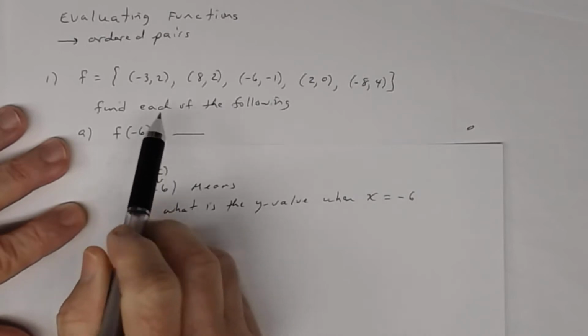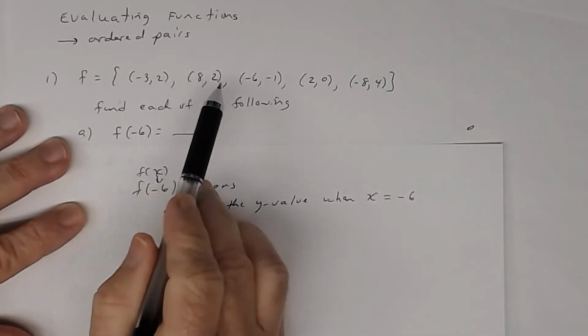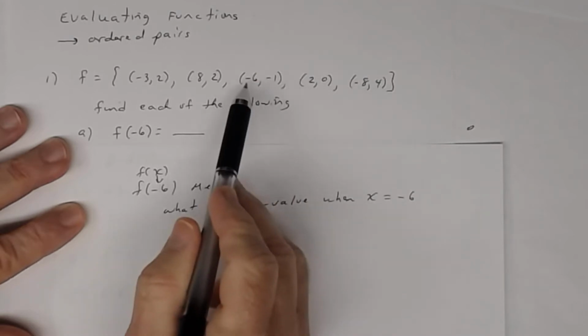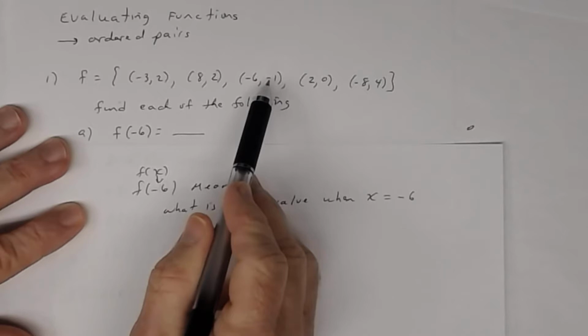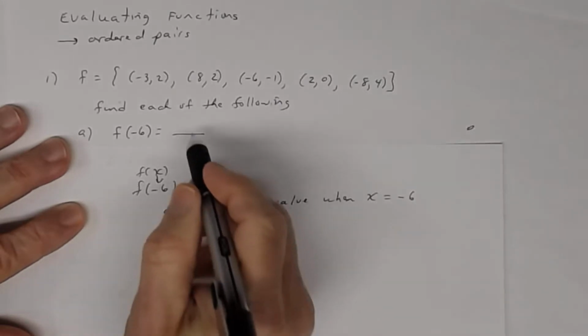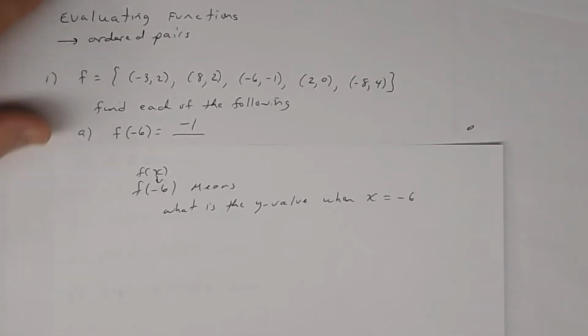All right. So if I go to my function, I've got to look for the ordered pair where x is negative 6. So this is the one where x is negative 6. So that y value is negative 1. So the answer is negative 1. All right, it's that simple. It's not difficult at all.